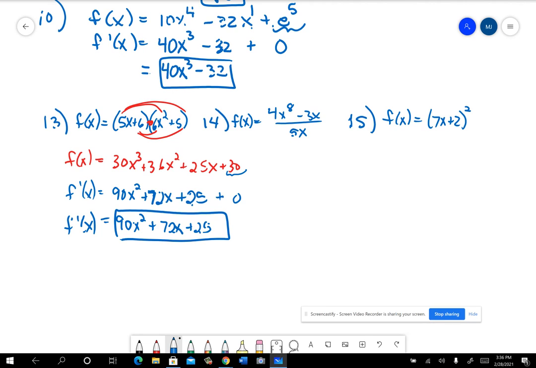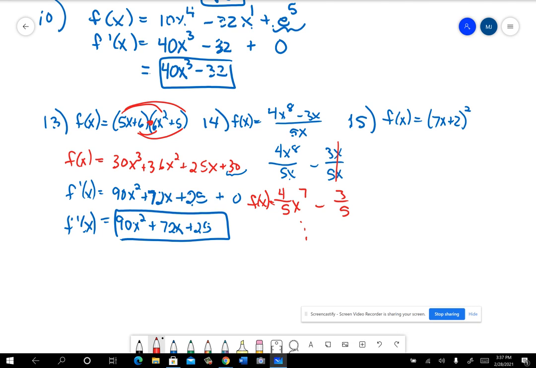Okay. All right, then on 14, right now, you would have to do some algebra to be able to do it because you don't know the quotient rule yet. So what you would do is just remember that this is the same as 4x to the 8th over 5x minus 3x over 5x. So you can knock out the x there. This first term would become 4/5 x to the 7th minus 3/5 for the second term. And then from there, you can do the derivative.